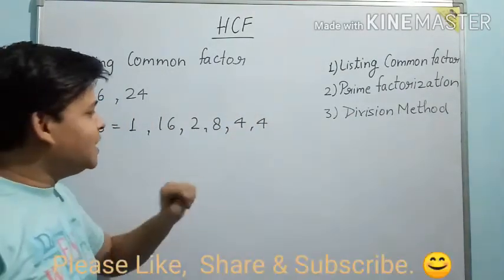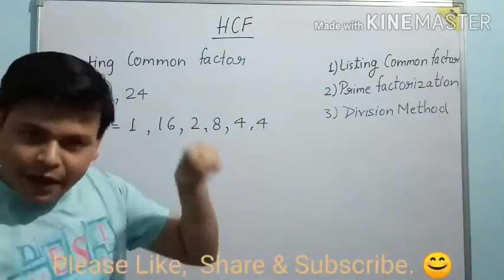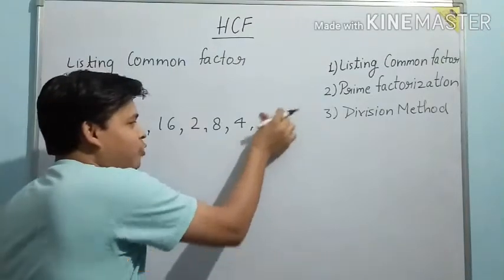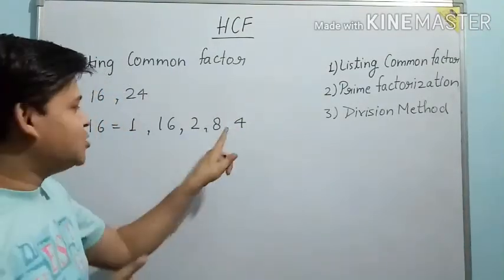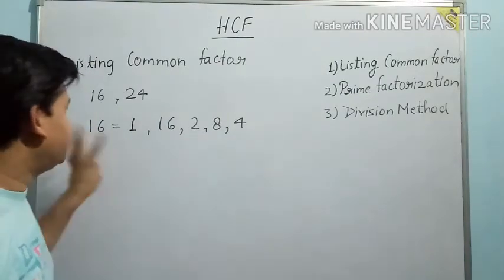But here we all can see that we have to write one number only one time. यानी एक नंबर को एक बार ही लिखना है. So I'll erase 4 from here because one time it is already written here. So these are the factors of 16.